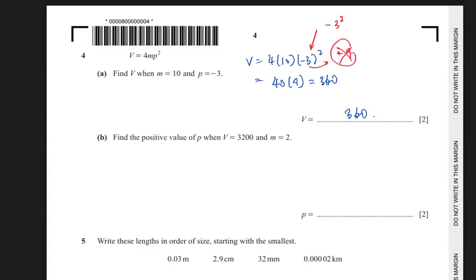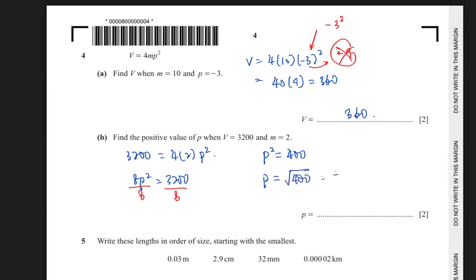Find the positive value of P when V equals 3200 and M equals 2. Same thing, we substitute in the values. So 3200 equals 4 times 2 times P squared. So 8P squared equals 3200, and I divide 8 on both sides. So P squared equals 400. Then the square root of 400 is 20. It's actually plus minus 20, but they only want the positive value, so we just take the positive value.